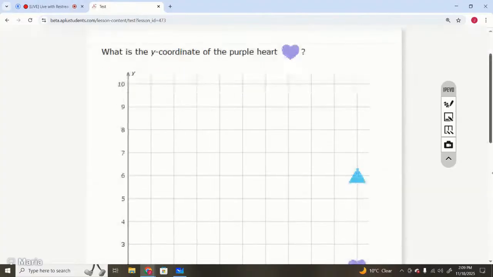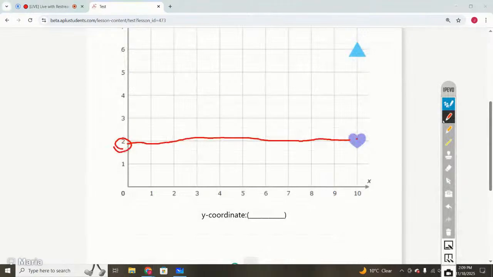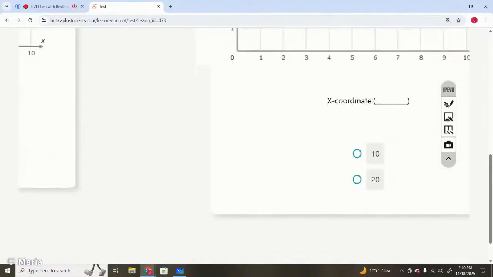What is the y coordinate of the purple heart? So here is the purple heart. We need to find the y coordinate. So just match it to the y axis. So the y coordinate is 2. Option number 1 is the correct option, that is 2.